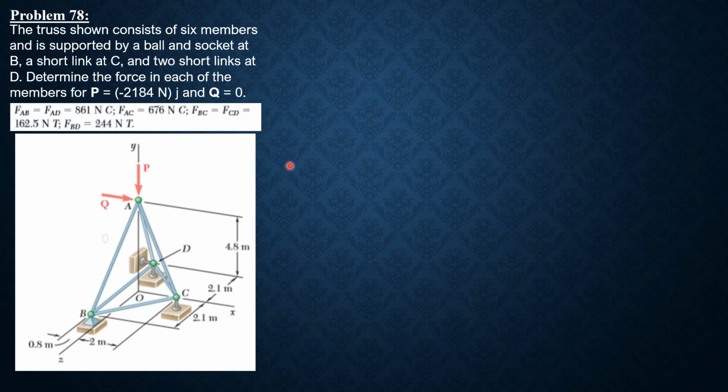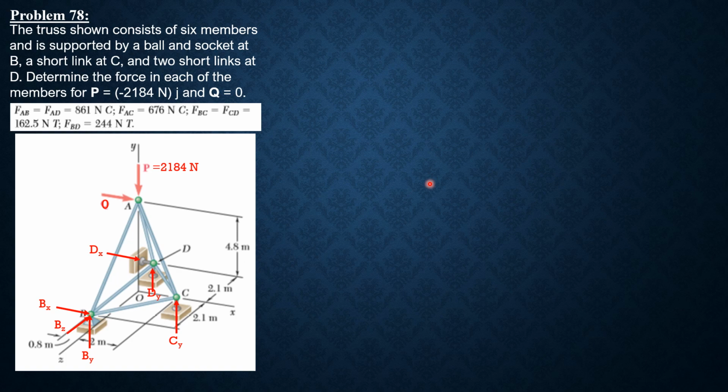So we have Q is 0, P is 2184 downward, and we anticipate reaction components at C to be just one because they have only one short link. At B we have dy, at D we have dy and dx. At B we have three reaction components, bx, by, and bz.